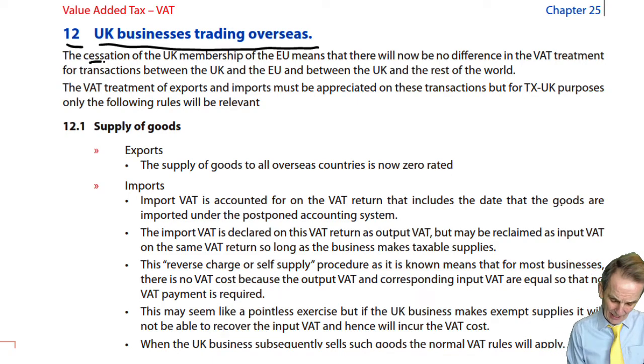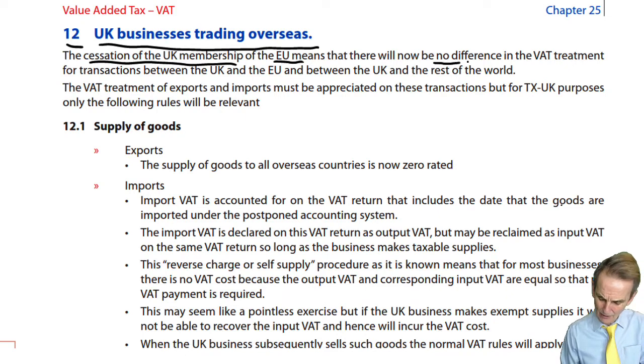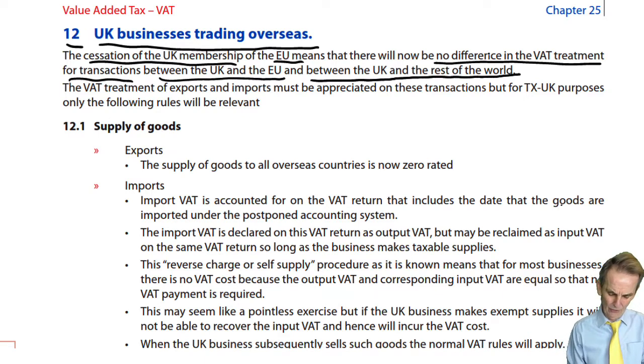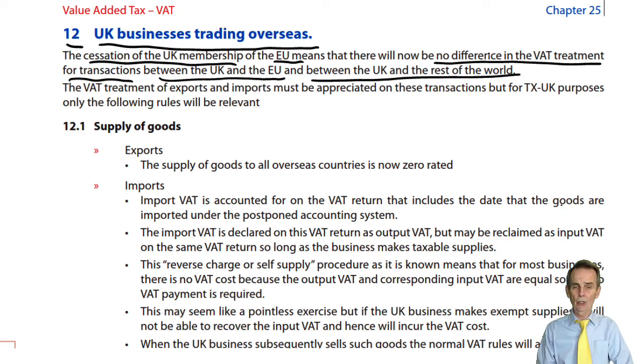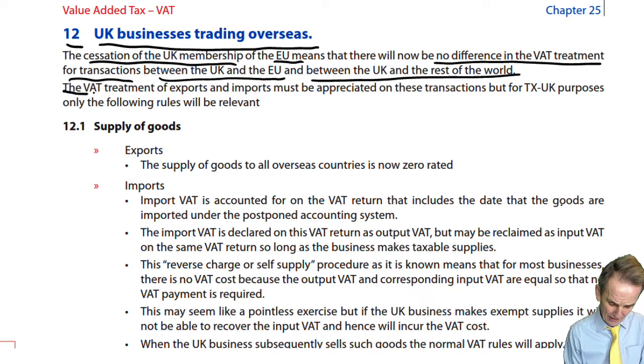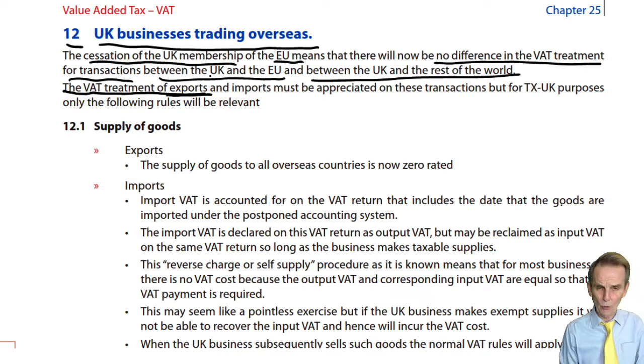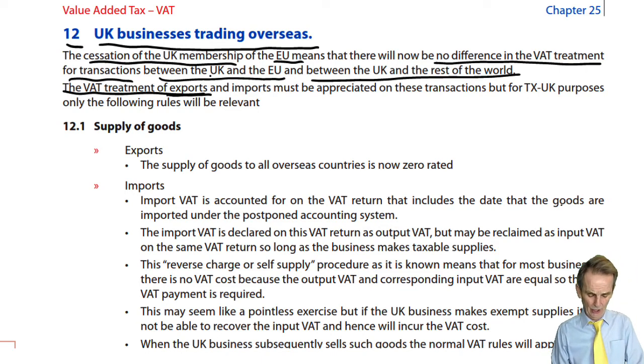It is, as I said, the cessation of the UK membership of the EU means that there's now no difference in the VAT treatment for transactions between the UK and the EU and between the UK and the rest of the world. So we've got one system to apply in relation to our sales, i.e. the VAT treatment then on exports, what we sell to overseas customers.